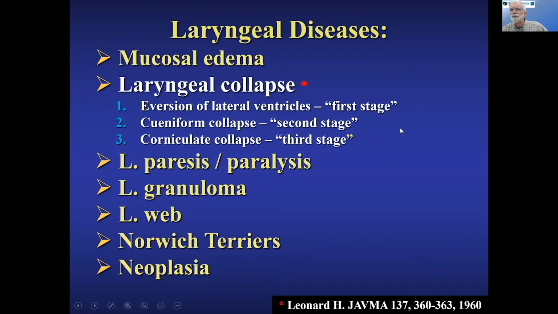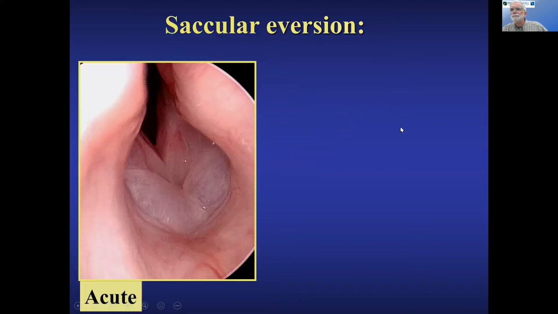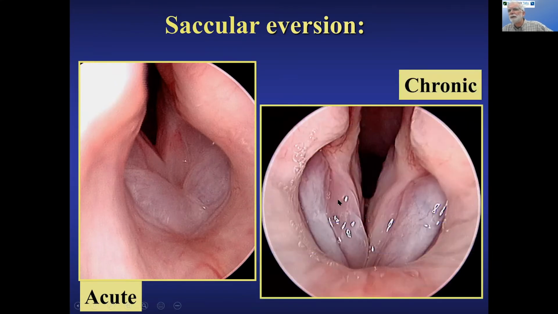But let's talk about that first stage, which is the saccular eversion, laryngeal saccules. You can see the vocal cords here. Everybody has seen these routinely. Any brachycephalic that you've done, you've probably seen it. What you might want to look for is whether the cords look a little bit meatier, thicker, and whether the saccules have turned a little tanner color, which I associate with a fibrotic type of change, so a little more chronic. Which ones do you take out? I would take out these chronic ones, and depending, as we'll see in a second, sometimes owners will say, gee, he has a problem, and I was going to call you, and then he seems fine.